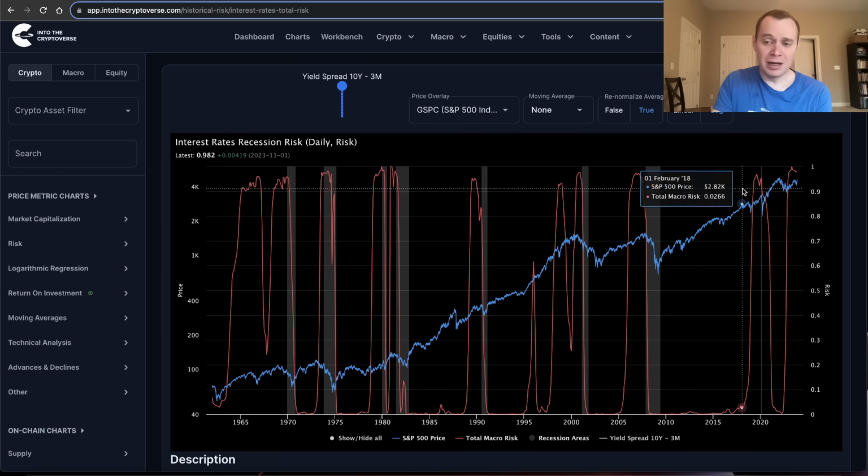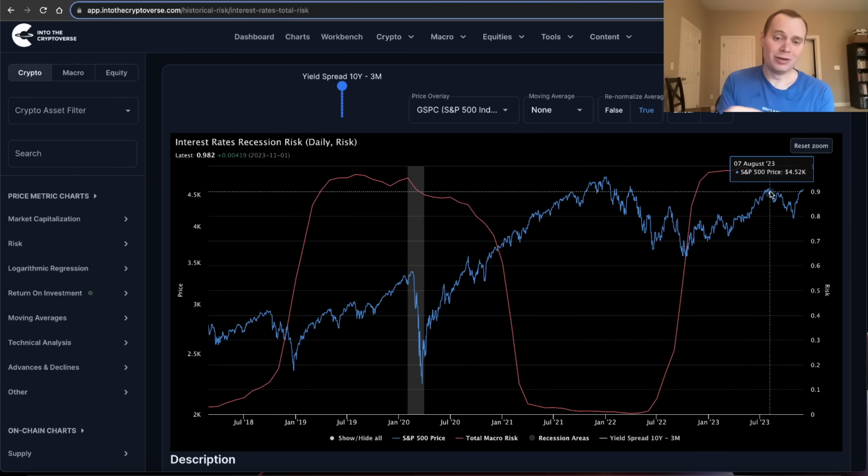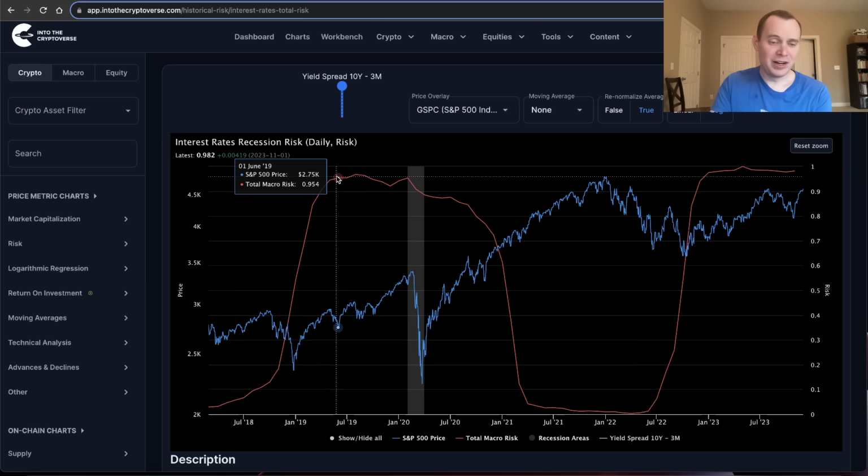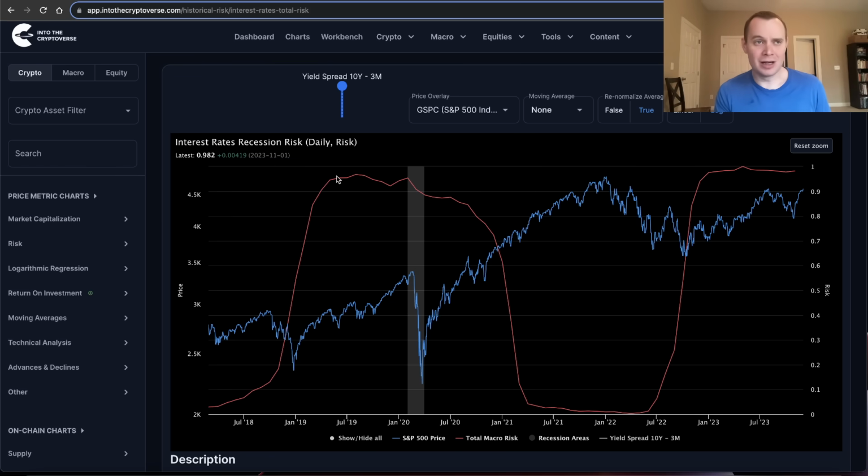So the problem, guys, last cycle, this was elevated as well. We had an inverted yield curve in 2019, and then I remember thinking, oh, it doesn't really mean that much. We're not going to have a recession. There's not going to be one. And then we had one. And so there's no guarantees, right? There's no guarantees that we're going to have a recession. I want to be clear.